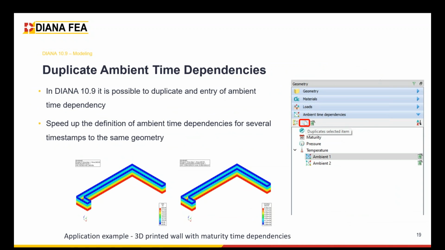This is connected with the previous one, so as to assign these ambient time dependencies easily and in a faster way. Because for the ambient time dependencies, you need to give the parameters of temperature, maturity, concentration for each timestamp, and sometimes you need to do that for different timestamps in the same geometry. So we added in 10.9 the duplicate icon, so you can duplicate these entries of ambient time dependency and keep the same geometry and just edit the timestamp and the value. So it's very helpful.